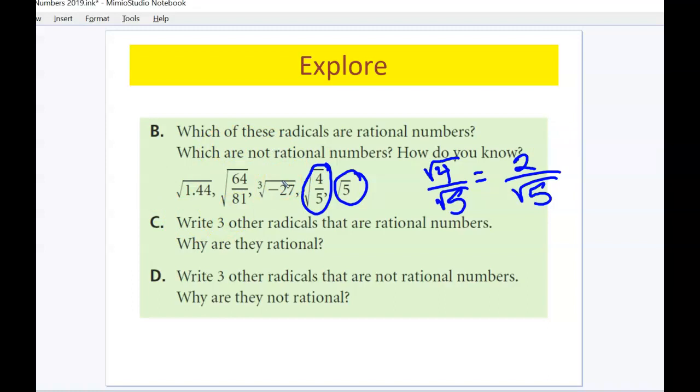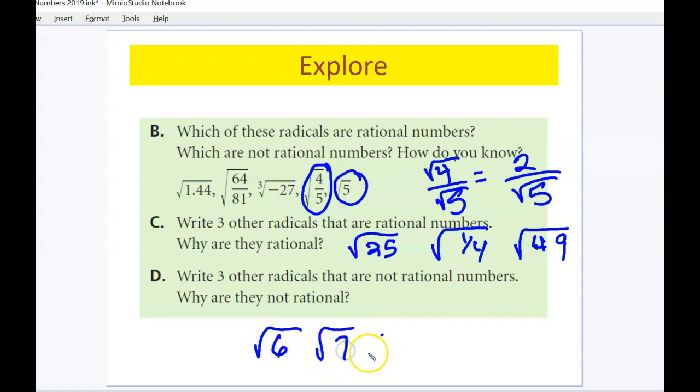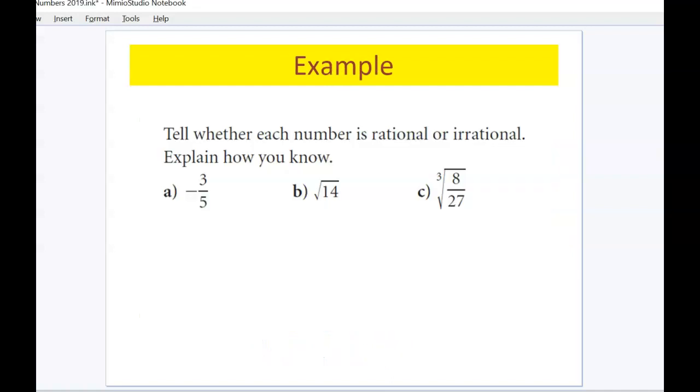Okay, and for part 3, write 3 other radicals that are rational numbers. Again, you could have the square root of 25, the square root of 1/4, the square root of 49. Those would all be considered rational. And 3 other radicals that aren't rational, well, root 6, root 7, root 10, those would all be irrational numbers.